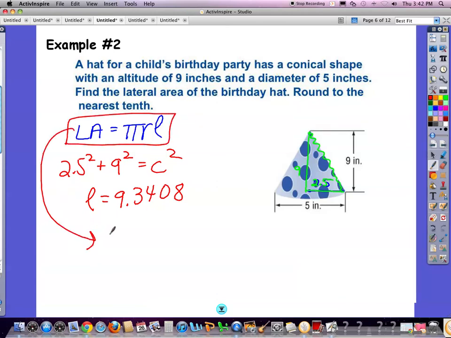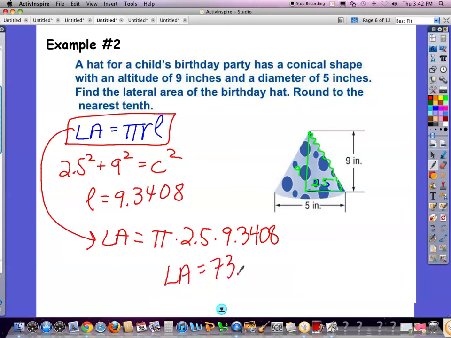Okay, now I just go ahead and put it into my formula here. Coming down here, the lateral area is equal to pi times the radius 2.5 times, sorry, L is slant height, times 9.3408. So I'm taking that times 2.5 times pi, and I'm coming up with this wonderful number of 73.4, and this will be inches squared. Lateral area is inches squared.